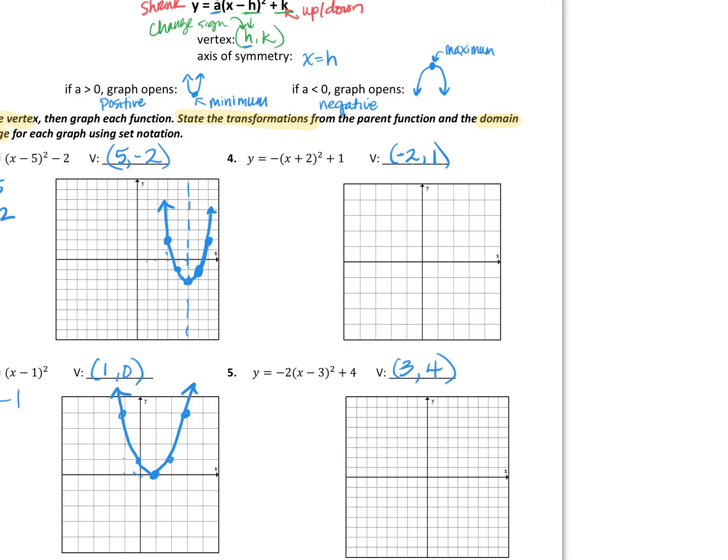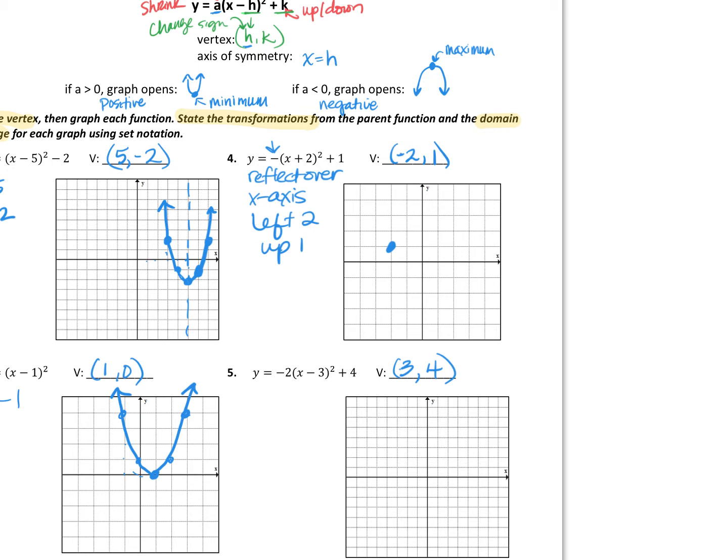All right, this one has a vertex at -2, +1. Now, notice what transformation. Remember this lead negative? That means it's going to reflect over the x-axis. What's happened? It has moved left 2 units and it's moved up 1 unit. So it's going to open down.